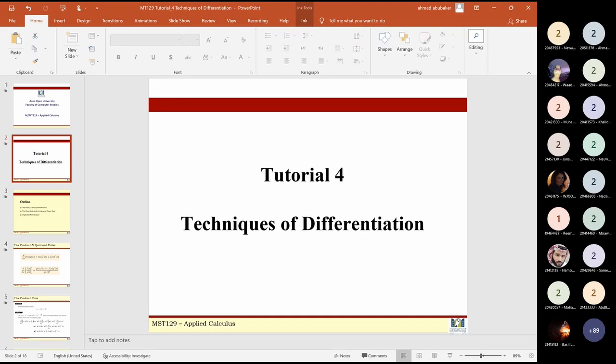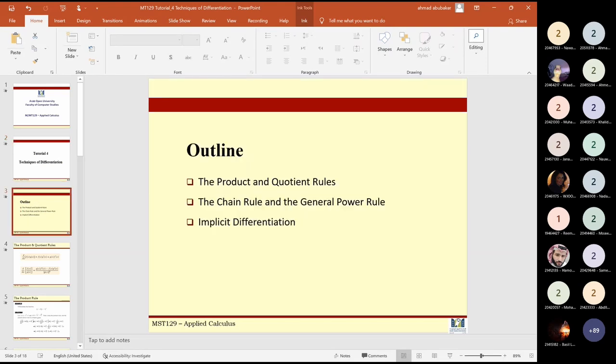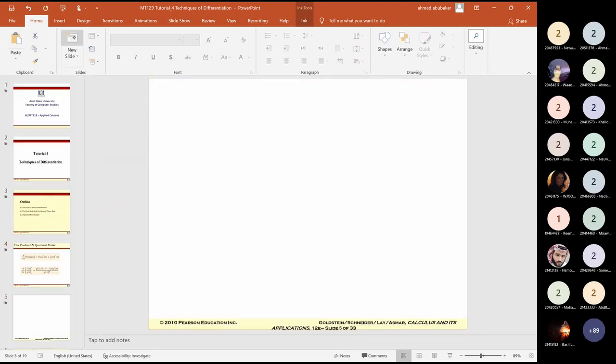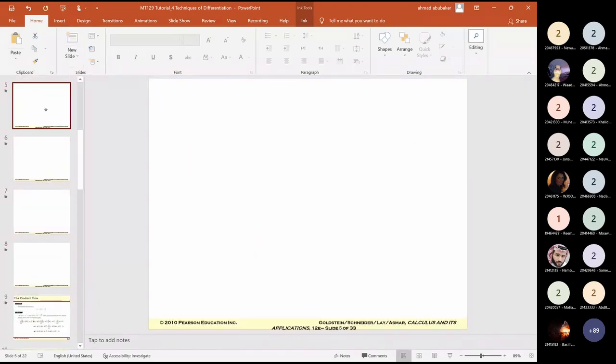Okay, so we have 4 subjects as mentioned: product, quotient, chain rule, and implicit. The first one, we have quotient and product rules. The product rule.